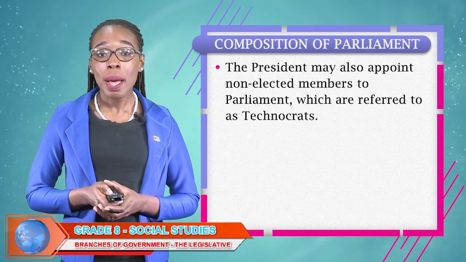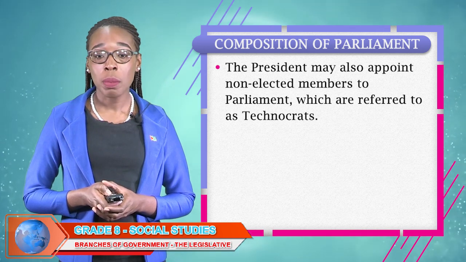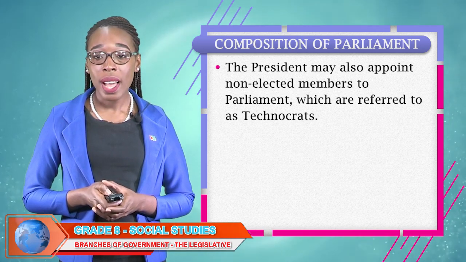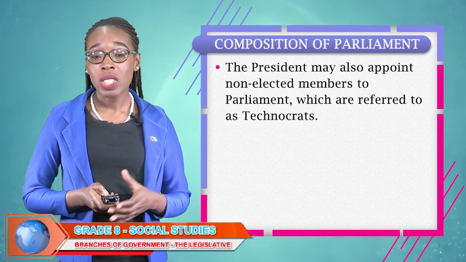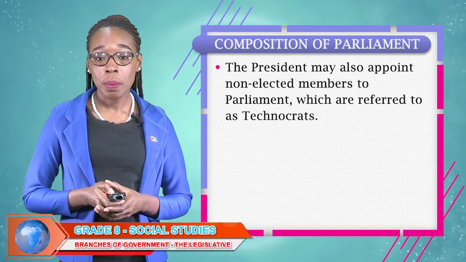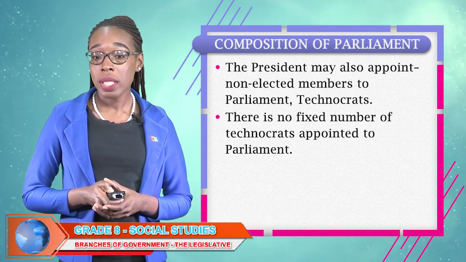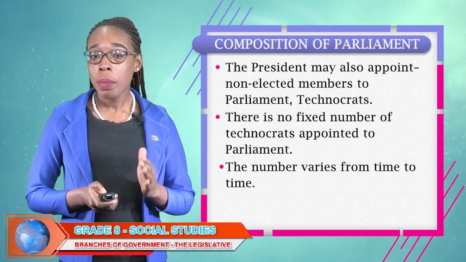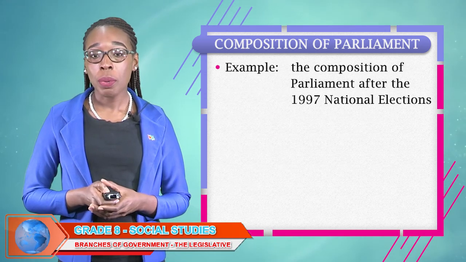The President may also appoint non-elected members to Parliament, which are referred to as technocrats. You may remember that we spoke of technocrats in one of our previous lessons. There is no fixed number of technocrats appointed to Parliament. The number may vary from time to time. So let's look at this example.